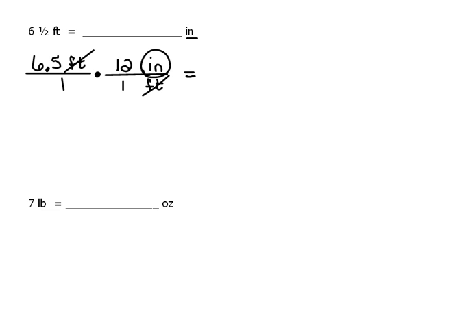So now we can just work with our numbers. And 6.5 times 12 is 78 inches. And it's over 1, so that doesn't matter. We can just leave it as 78 inches.